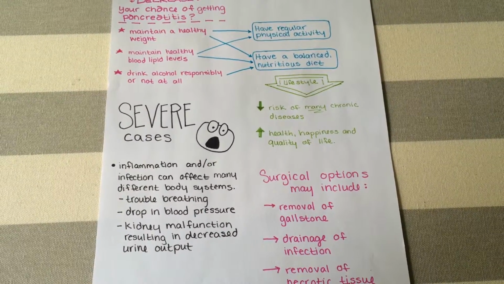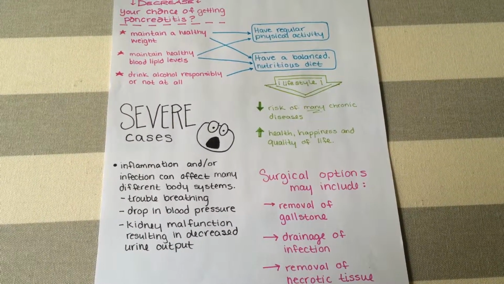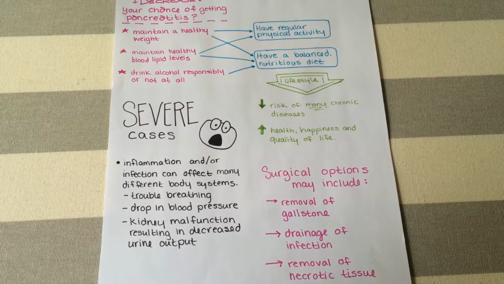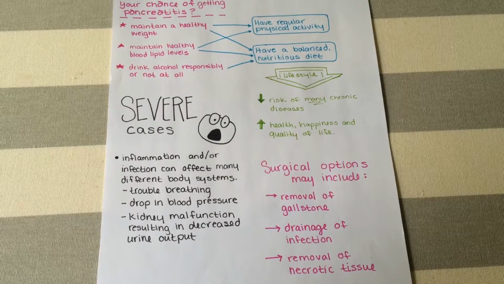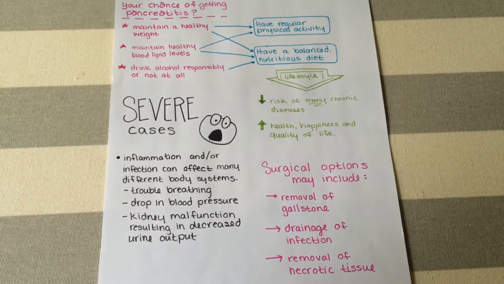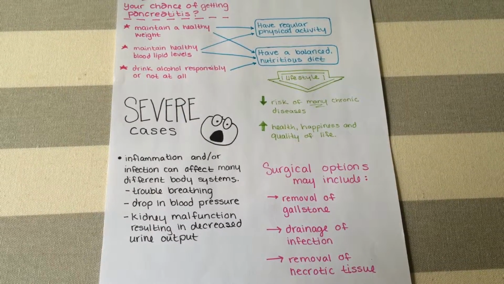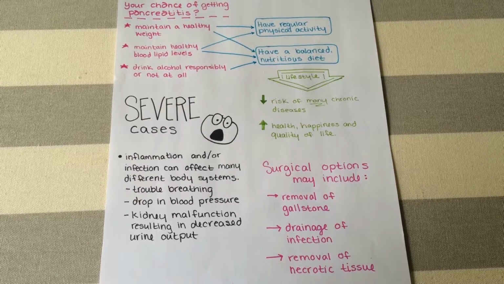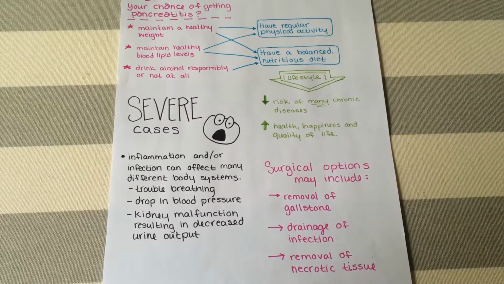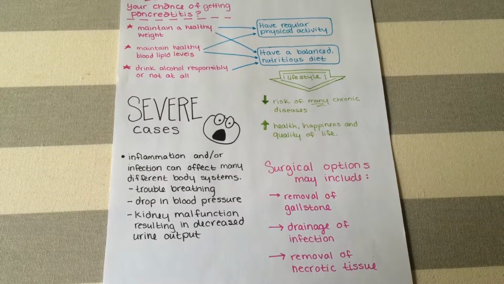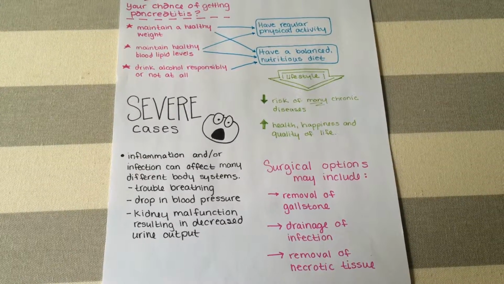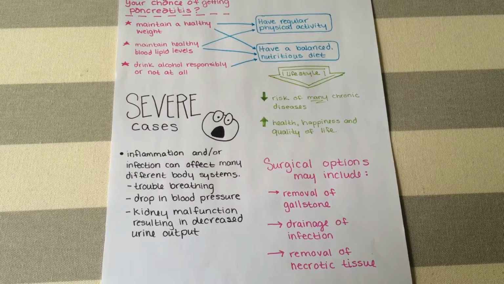Eating right and exercising are lifestyle habits that not only decrease our risk of pancreatitis, but decrease the risk of many chronic diseases, things like cancer, obesity, diabetes, heart disease, stroke, high blood pressure. The list goes on. These lifestyle habits can also increase our health, happiness, and quality of life.